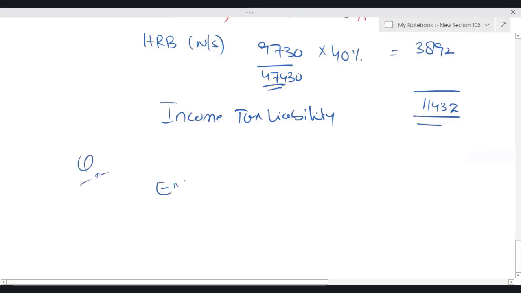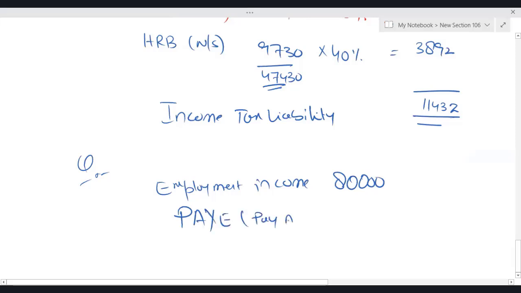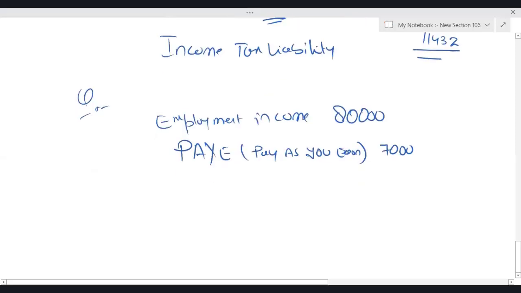Assuming we have employment income of 80,000. We also have PAYE. PAYE means pay as you earn. Let's say the PAYE is, assuming, 7,000 pounds. Actually, this is the tax which is already paid. Pay as you earn, so 7,000 is the tax which is already paid. And we are working for Mr. X.